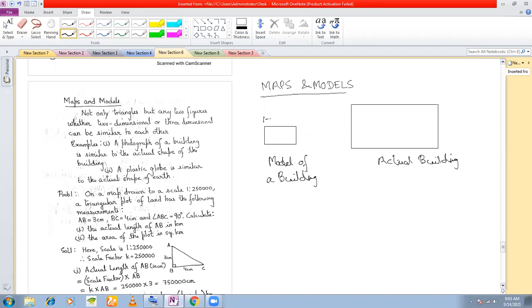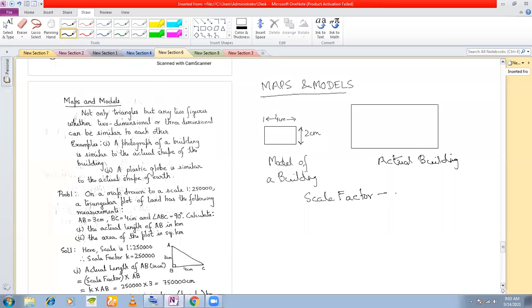Let's say that this measurement is given to you as 4 centimeter, and this measurement is given to you as 2 centimeter. The length and breadth of the model. Now we define something called the scale factor. Scale factor is a ratio. What kind of a ratio is it? It is the ratio of the length of the model to the length of the actual figure.